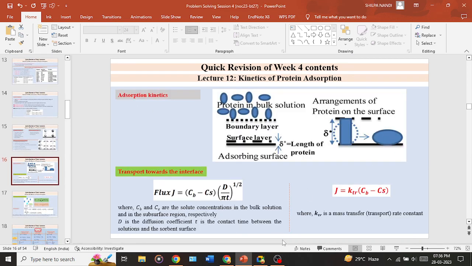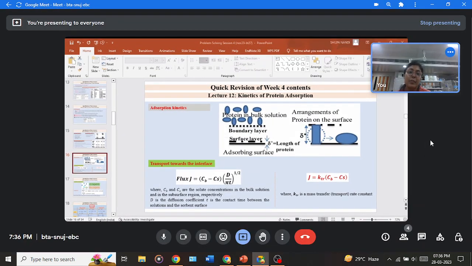So this kinetics is based on similar adsorption processes, wherein the transport towards the interface can be given by the flux J, that is Cb minus Cs times D by pi t to the power half, where Cb is the solute concentration in the bulk solution, and Cs is the solute concentration in the subsurface region. D is the diffusion coefficient and t is the contact time between the solution and the solvent surface.